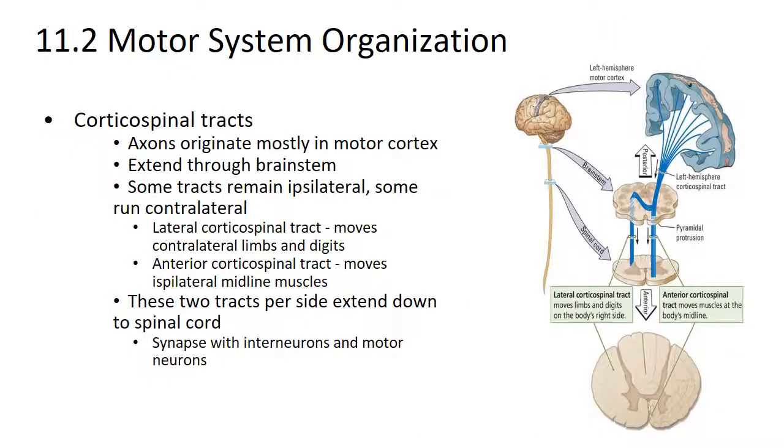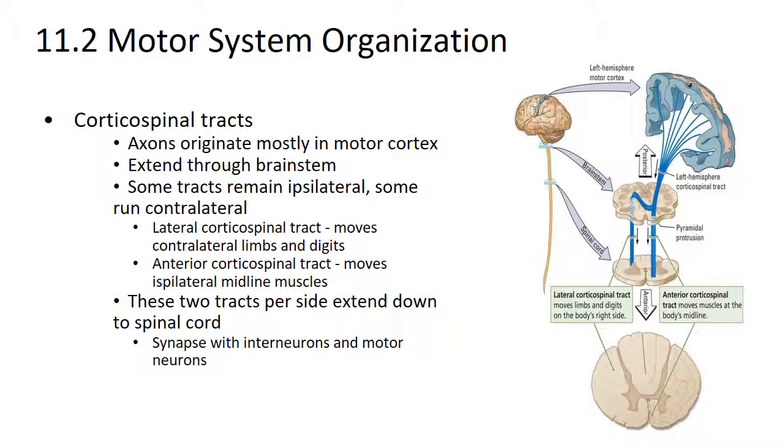So motor plans that come from the cortex move down through the spine, through these corticospinal tracts, and these are axons that originate mostly in the motor cortex, extending down through the brainstem. Some of these tracts remain ipsilateral, so on the same side. So if they started in the right hemisphere, they would remain on the right side of the brainstem and the spinal tract. Though a couple tracts run contralateral, so to the other side.